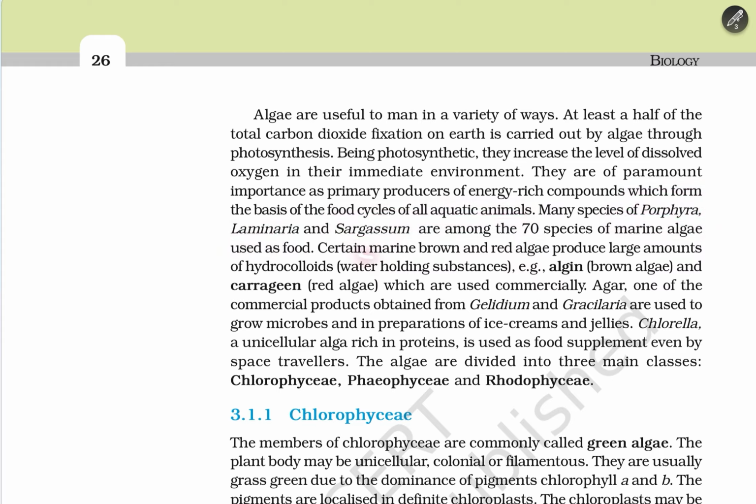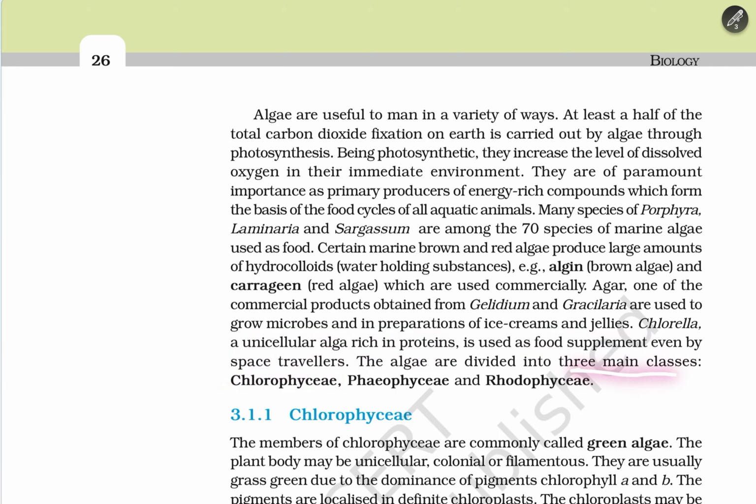Certain marine brown and red algae produce large amounts of hydrocolloids, which have water holding capacity: algin from brown algae and carrageen from red algae, which are used commercially. Agar is one of the commercial products obtained from Gelidium and Gracilaria, and is used to grow microbes and in the preparation of ice creams and jellies. Chlorella, a unicellular alga rich in protein, is used as a food supplement even by space travelers.